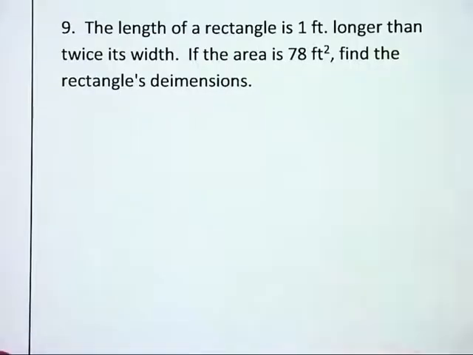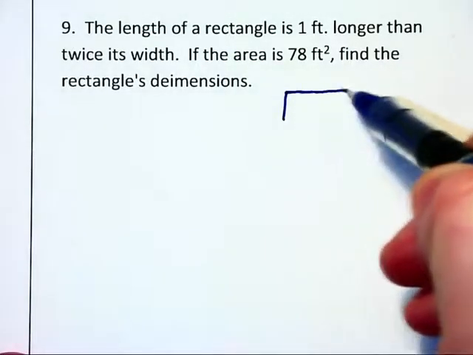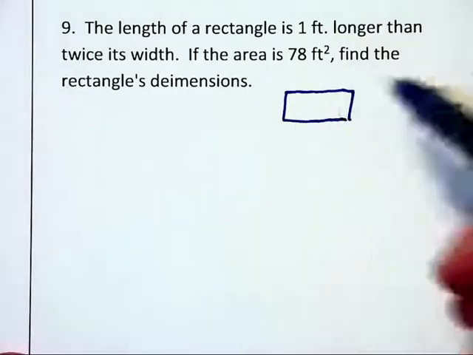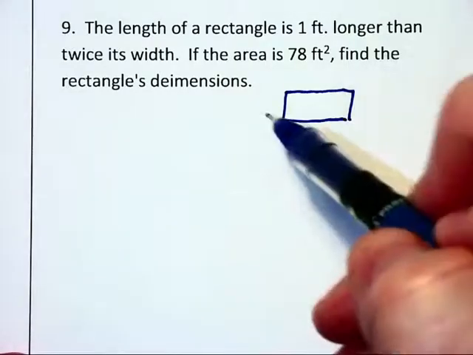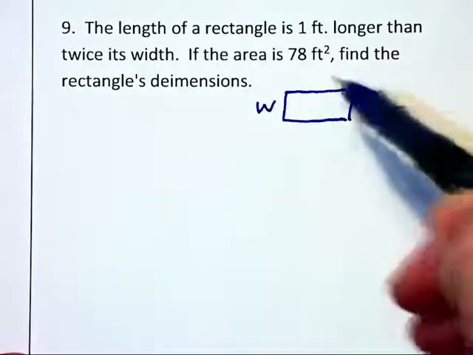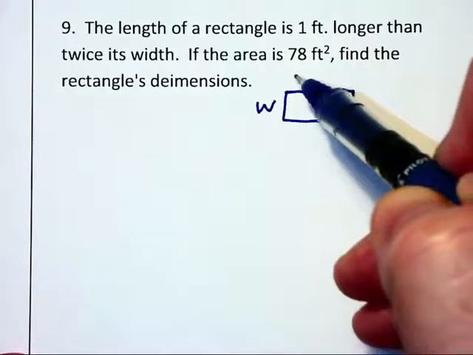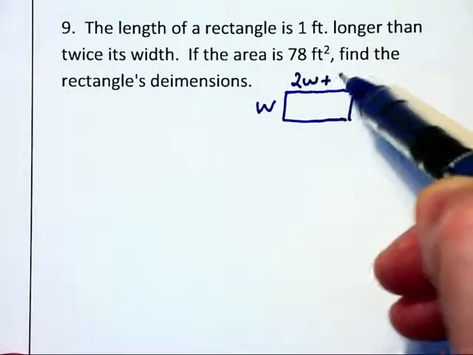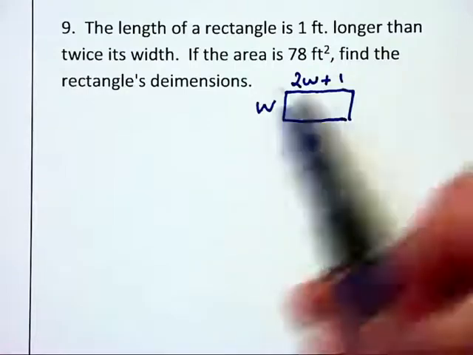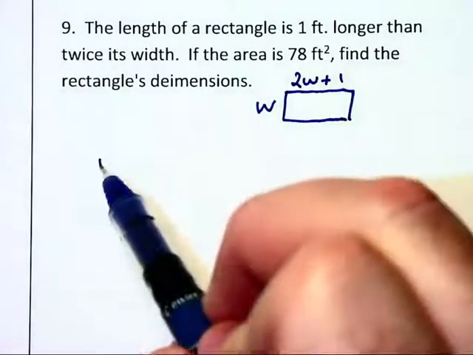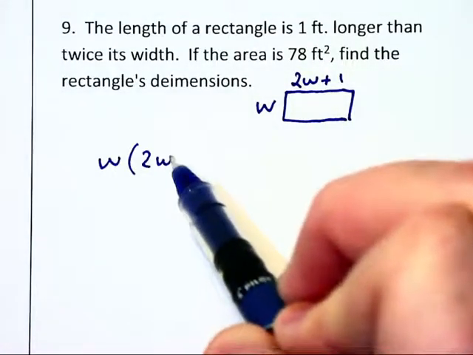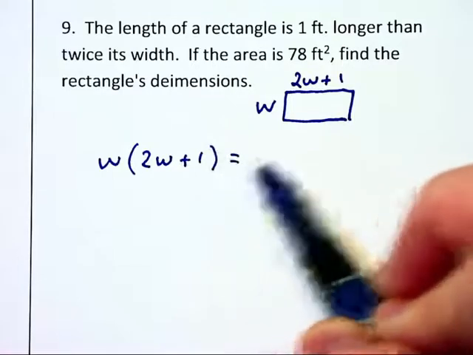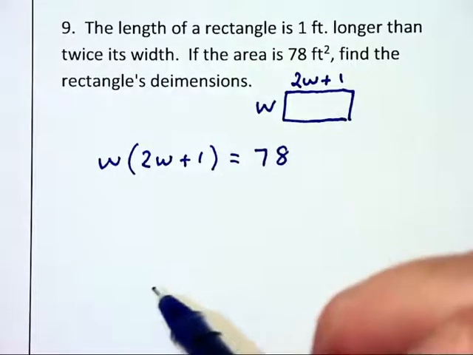Length of a rectangle. Stop. Let's draw a rectangle. The length is 1 foot longer than twice the width. So if W is my width, the length will be 2W plus 1. The area, that means multiply. If I take my width and my length and I multiply, I should get 78.